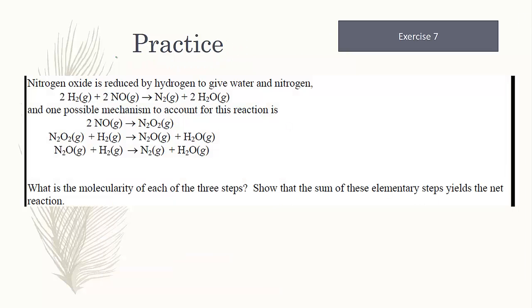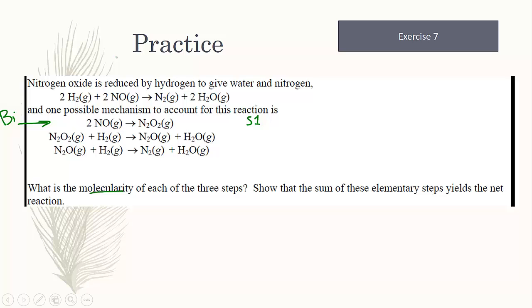So here is a possible mechanism for how hydrogen and nitrogen monoxide produce nitrogen and water. It asks us to state the molecularity of each step and then sum them up to show how they yield the net reaction. So, easiest part first, the molecularity of each step. How many molecules are in the reactants? So since there are two molecules in step 1, let's say, we're going to call that bimolecular.